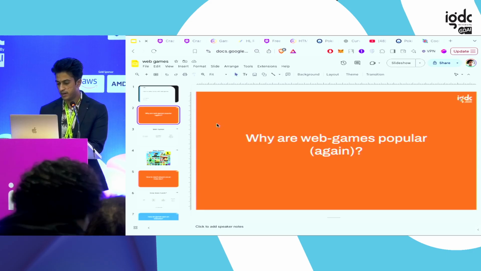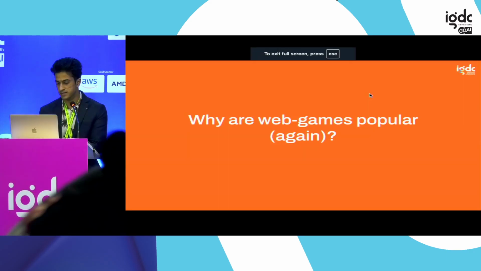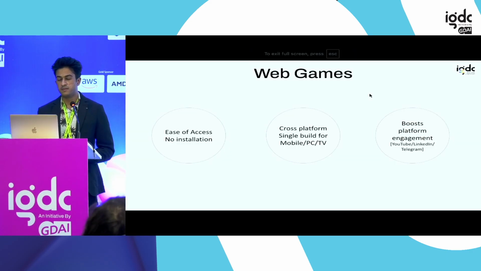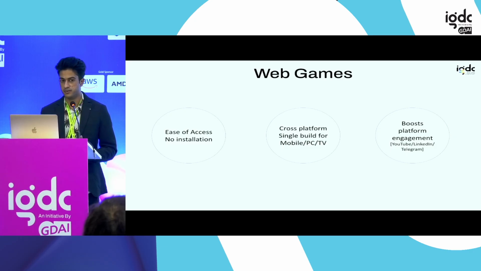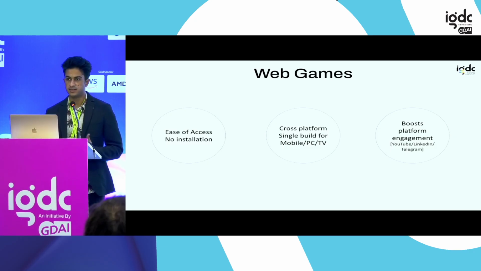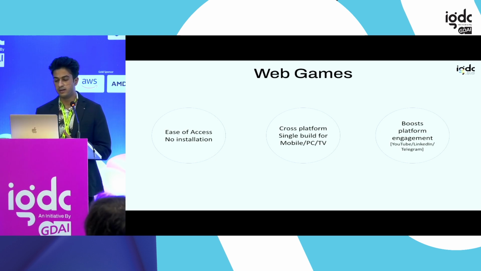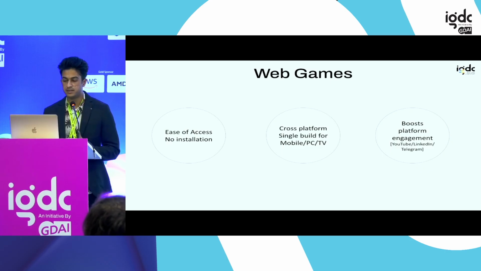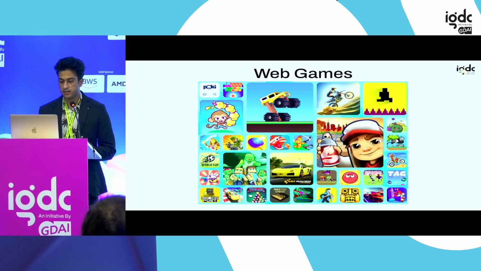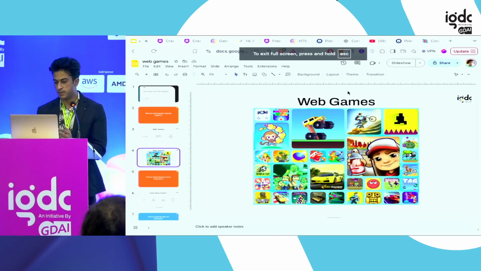And web games are getting popular again because of two reasons. Because it really helps you to boost the platform's engagement. So for example, on YouTube, they have a whole section of games now. YouTube already has a big player base, and they can play games, they can spend more time on the platform, like LinkedIn as well and Telegram now. You don't have to install the APK, go to the store, so the conversion drop-off is reduced. And you can have a single build for mobile, PC, and TV. So like I said, there's a bunch of other platforms you can just go and play.